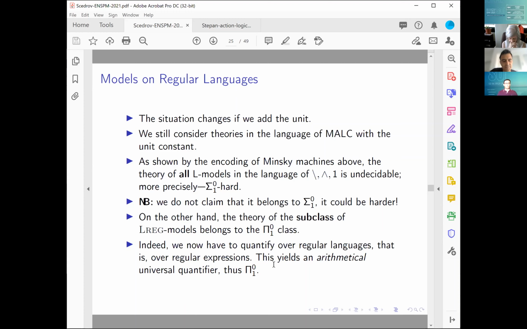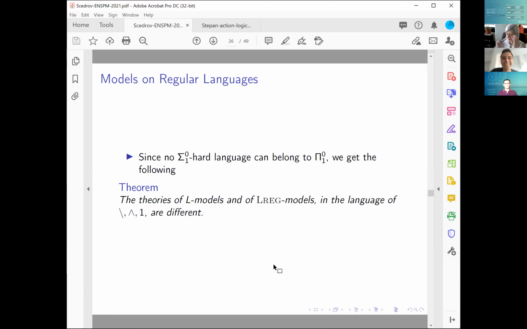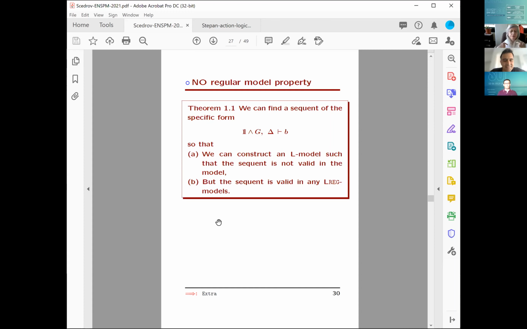So we were just discussing at the beginning, in our informal discussion, who is teaching computability theory, right? So this is, you know, right there. Okay, so since no sigma 0-1 hard language can belong to pi 0-1, we get the following very beautiful theorem: that the theories of L models and of L regular models in the small language of already left division, conjunction, and one are distinct, okay? And not only that, but from the proof of encoding of Minsky machines, we can actually get a sharper version. We can construct an L model such that the sequence is not valid in the model, but the sequence is valid in all L regular models, okay?